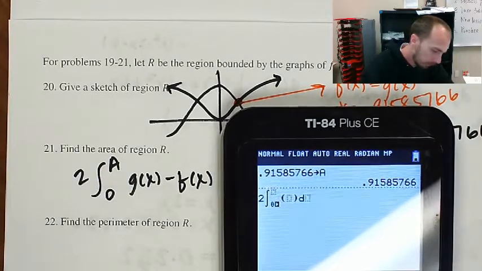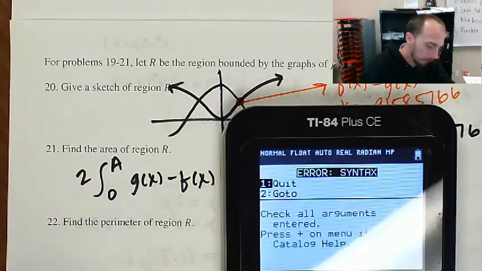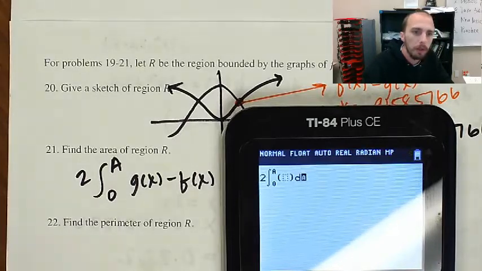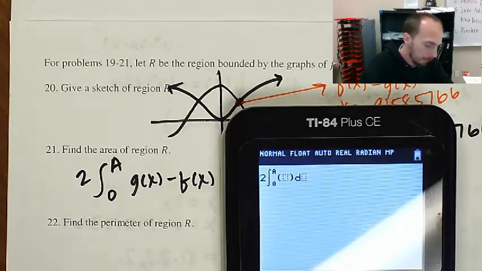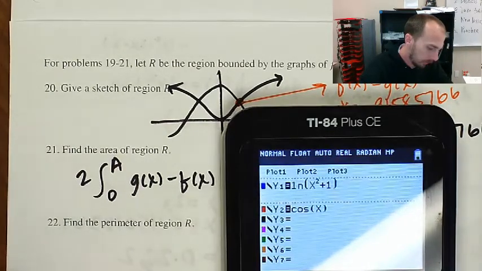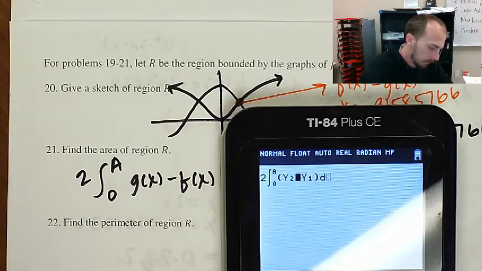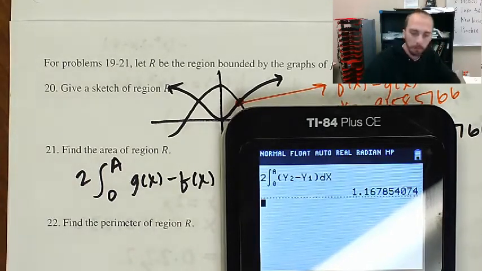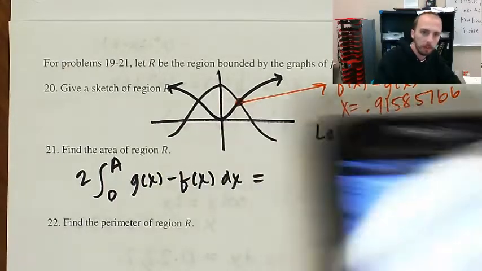2 times the integral from 0 up to A, and we type in g minus f, which is y2 minus y1, with respect to x, and I get that amount of area. So 1.168.